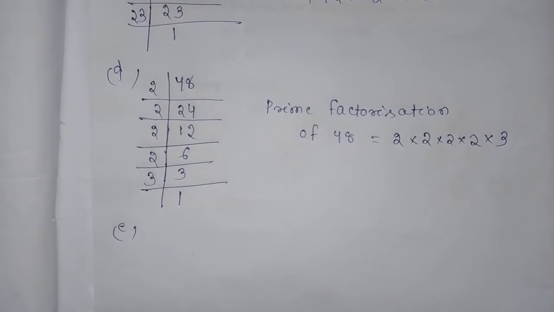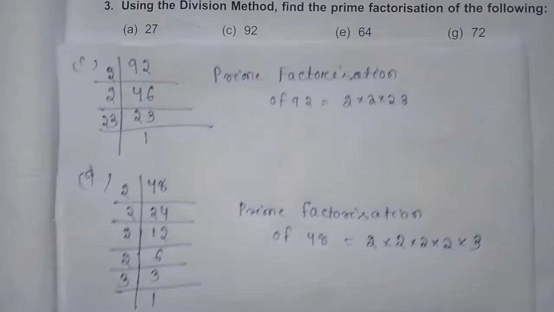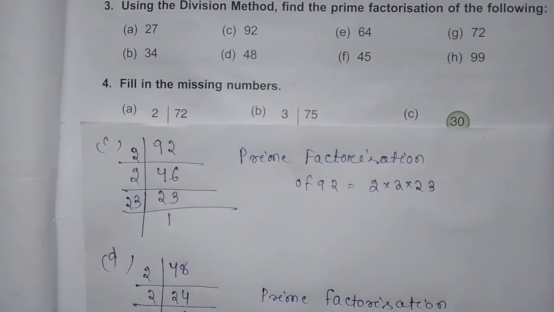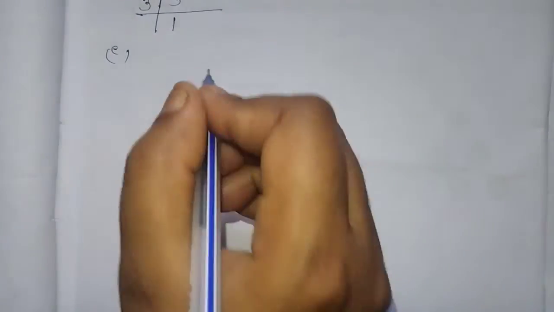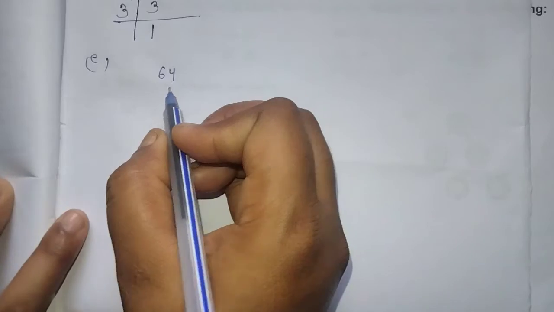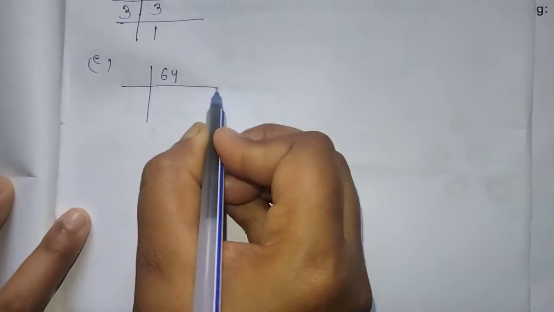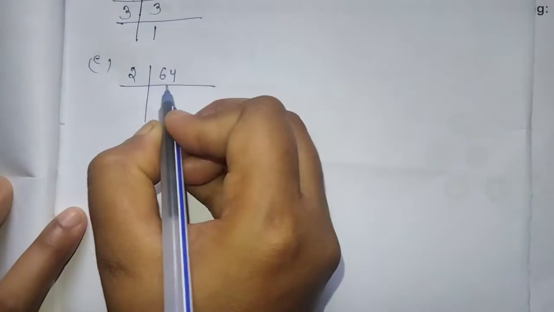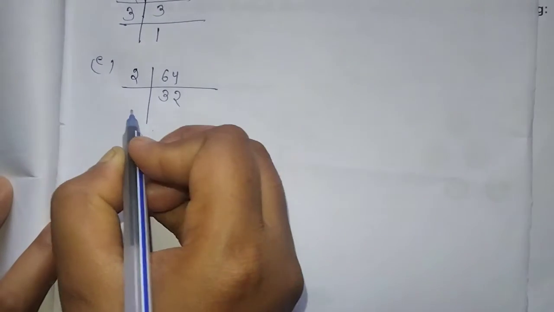Then E, 64. Divide 64 by the prime number 2, and we write the quotient below. 2 3 is 6, 2 2 is 4.